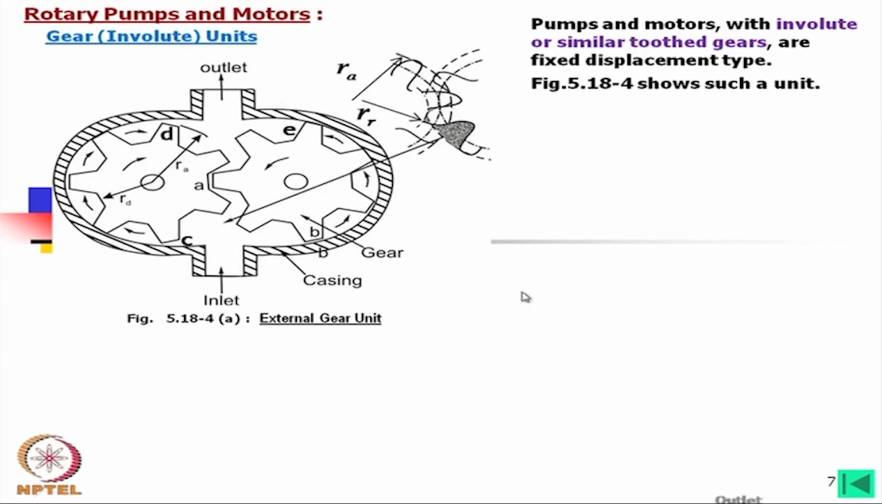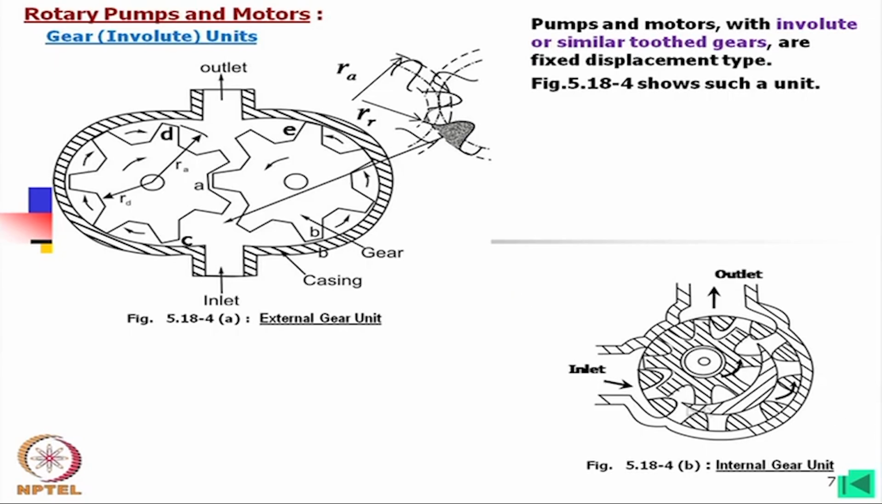Now, how does it work? This is an internal unit. Let me explain the external one first. Let us consider this is a unit, and in a pump, this is rotating in the clockwise direction. So, this definitely is rotating in the anti-clockwise direction.